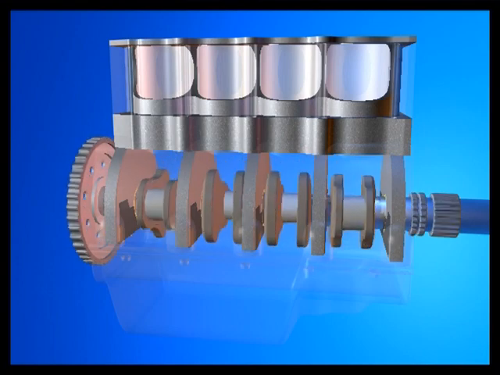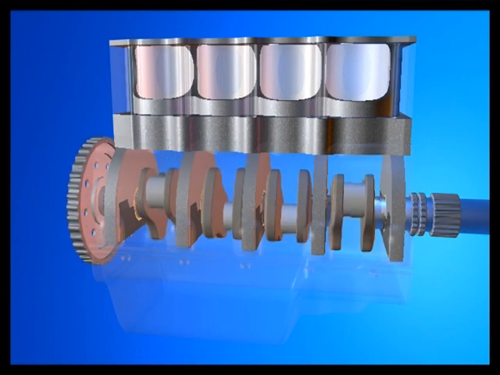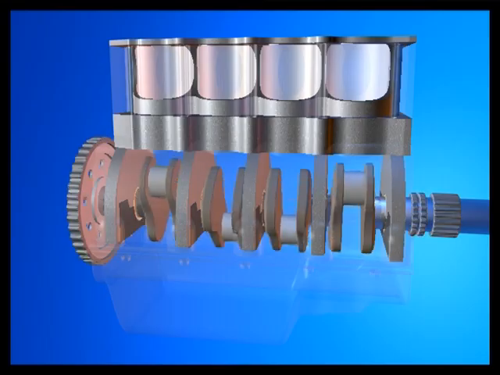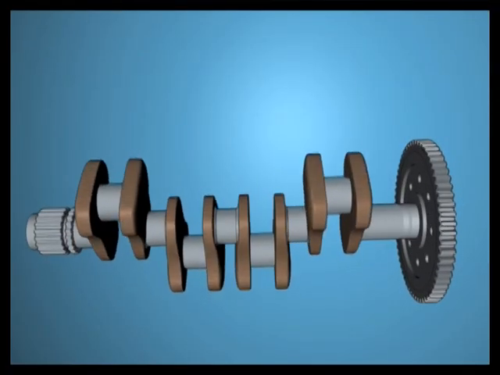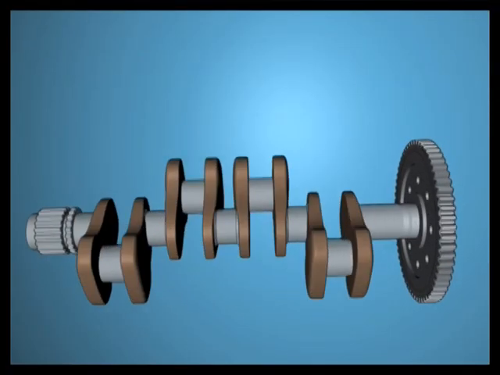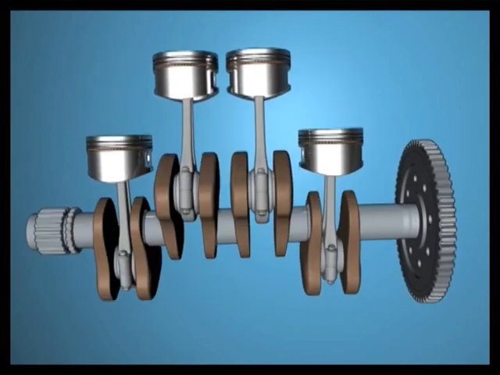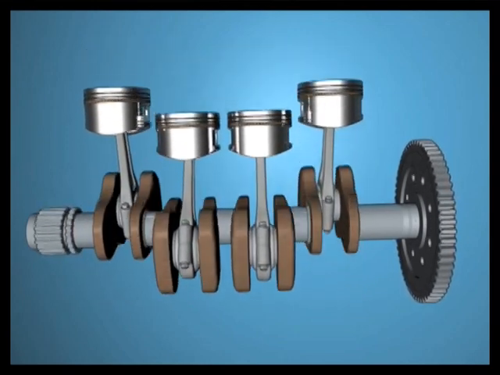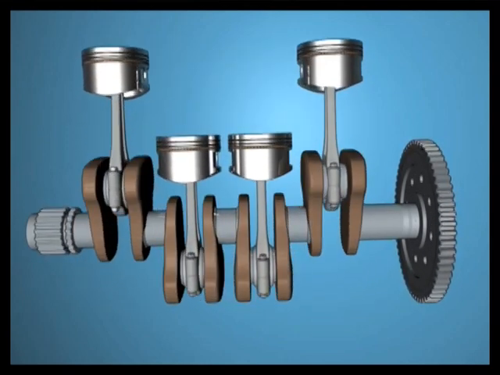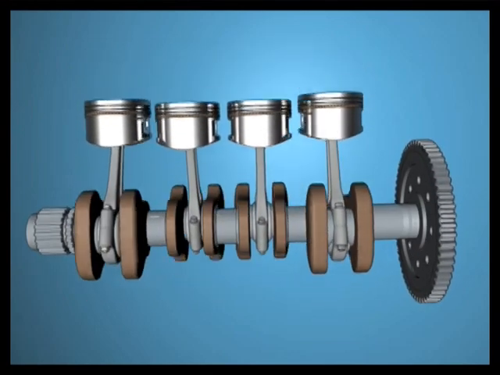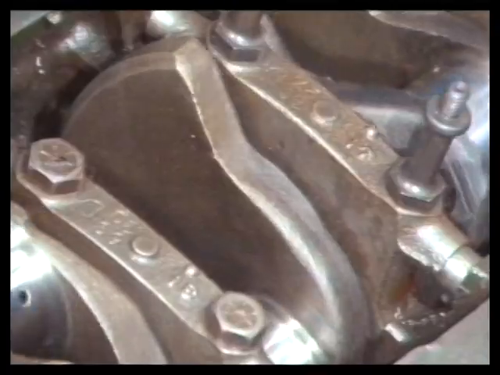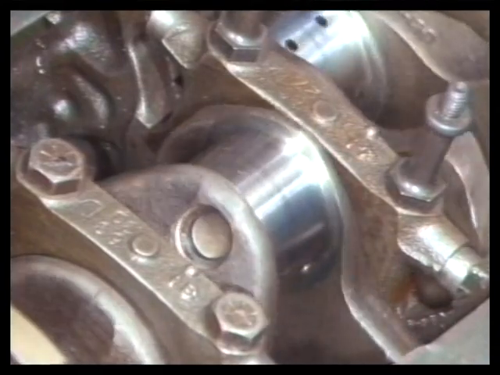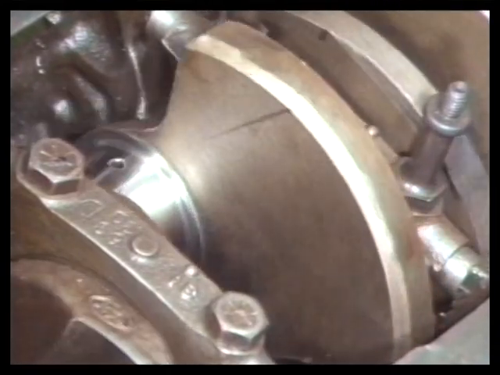The crankshaft converts the up and down motion of the piston into a rotary motion. This allows the engine to harness the power produced by the burning fuel and the moving pistons. The crankshaft is usually made of cast iron, but it can sometimes be made of stronger forged steel in high-performance engines.